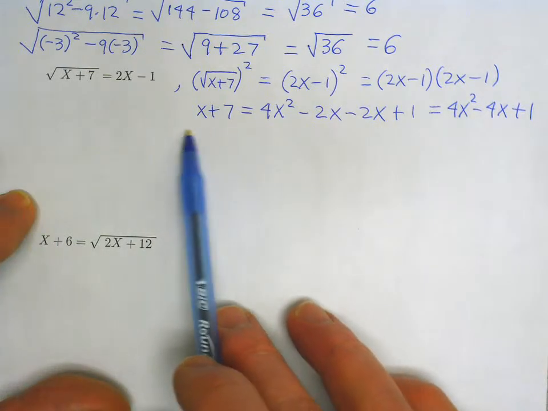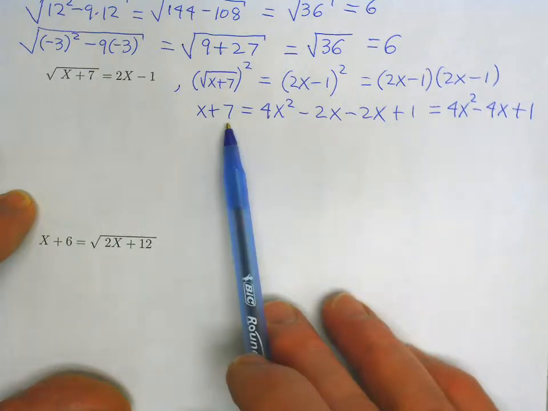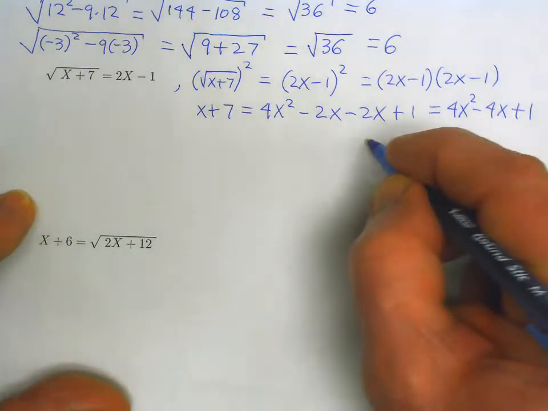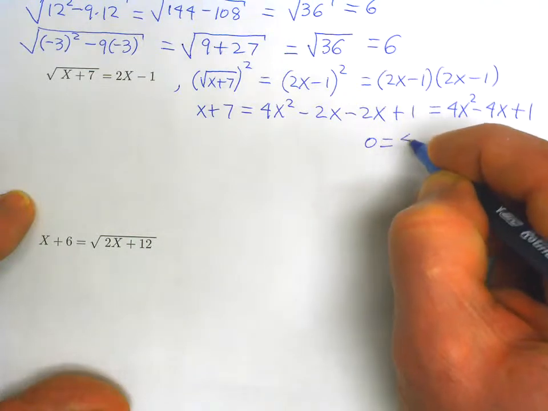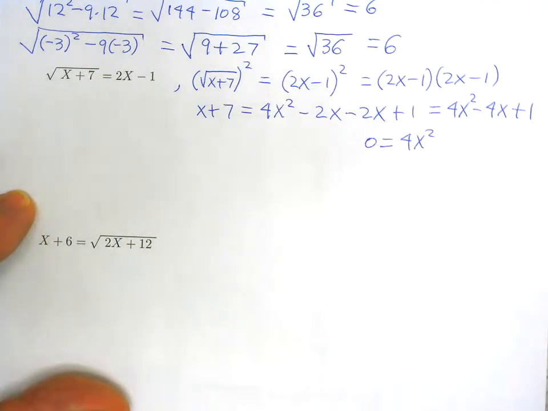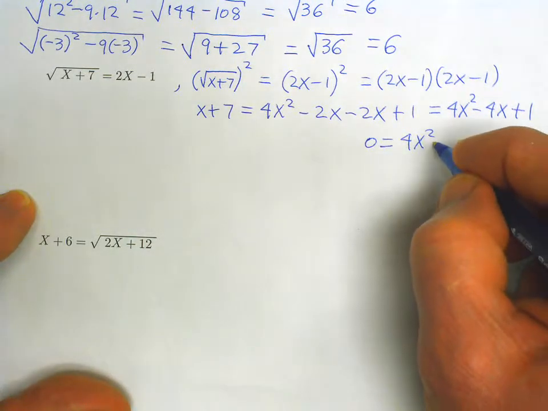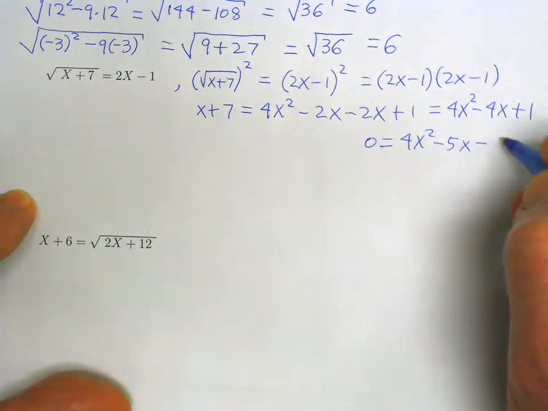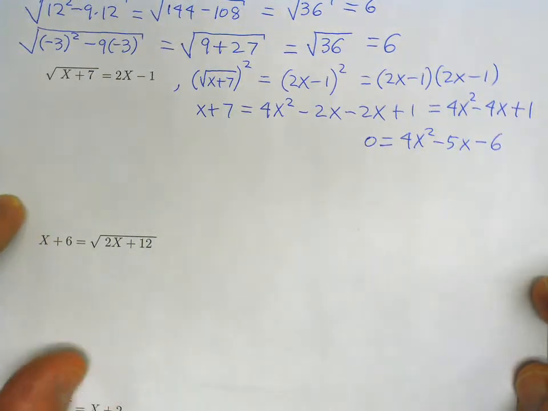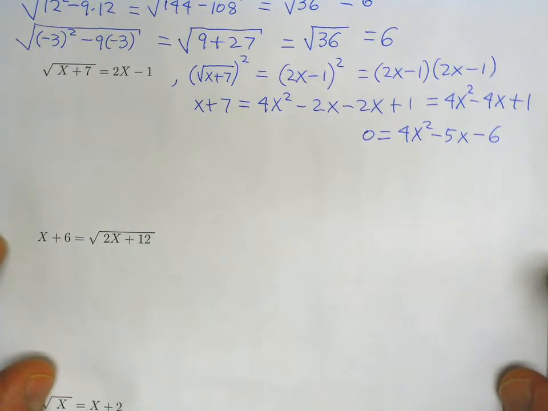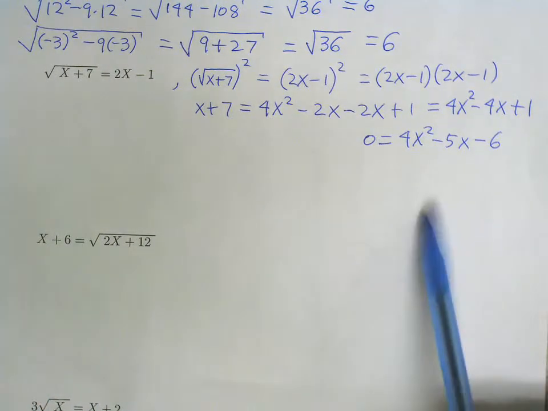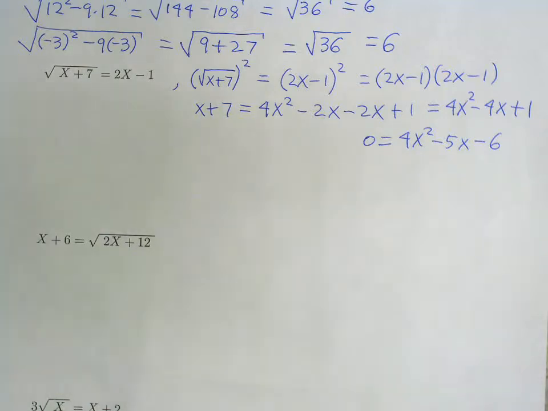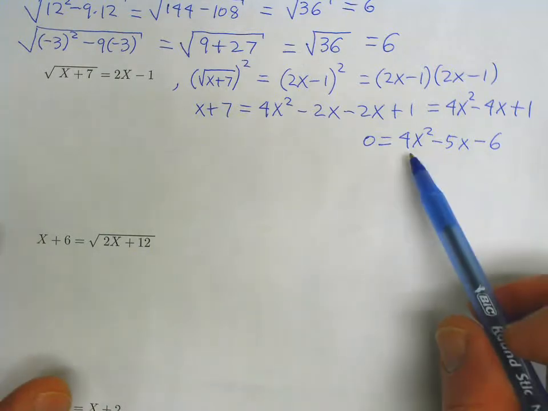And then now we have x plus 7 equals 4x squared minus 4x plus 1. So we will subtract x from both sides and also subtract 7. And we'll get 0 equals 4x squared minus 5x and minus 6. Okay, so I wonder if we can solve this equation by factoring. Well, let's try the AC method.